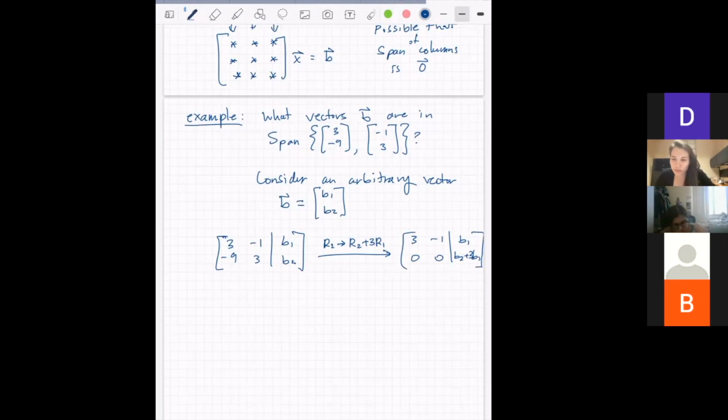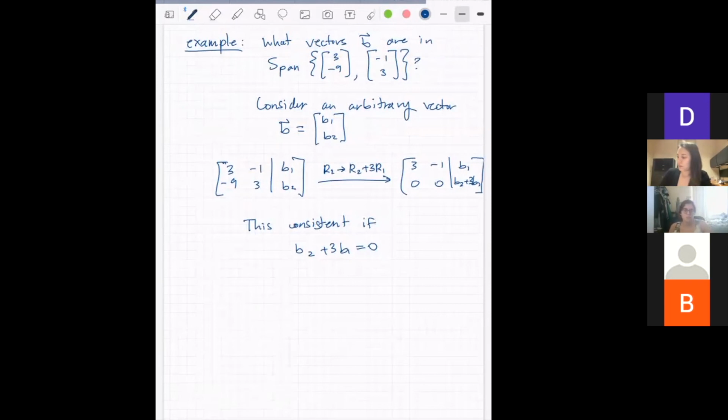Is that legible almost? Okay. So now we're done reducing, right? We just needed one step. This is consistent if what? If b2 plus 3b1 equals 0. Yeah, exactly. So if b2 plus 3b1 equals 0. So this is a constraint, right? So it tells us what has to be true about that vector b in order for it to be in the span. Okay?